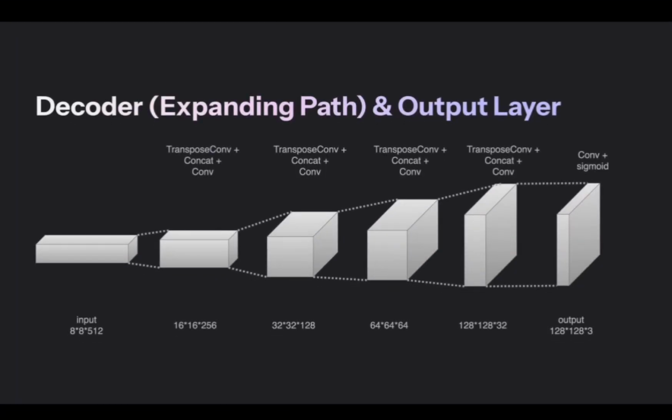This slide shows the decoder and output layer. The feature map from the bottleneck passes through 4 transpose convolution, concatenate, and convolution blocks, gradually expanding to the original image size. Skip connections are utilized here, combining feature maps from the encoder. Finally, a 1x1 convolutional layer and a sigmoid function output a 128 by 128, 3-channel color image.